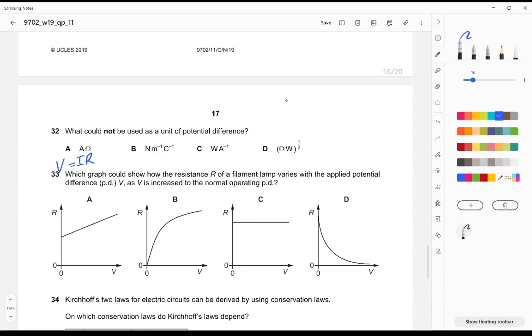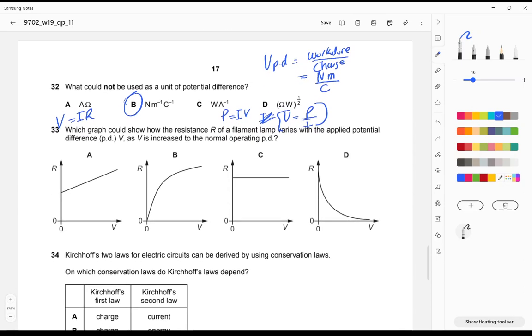This one is interesting. Normally, potential difference is work done over charge. So work done should be force into distance. So Newton meter per coulomb should be the right answer. So this is not the unit. B is directly the answer. This one is correct because this is power per current, and P is equal to IV. So V is equal to P over I is definitely correct, and obviously all other are correct. So B is the wrong answer.